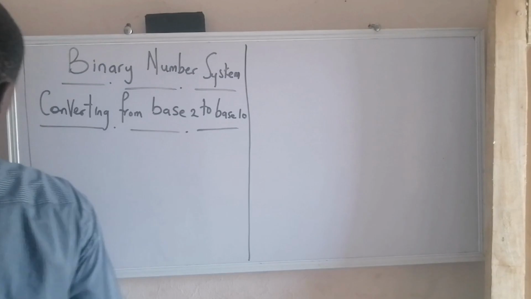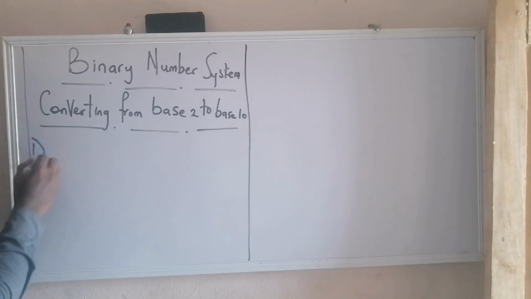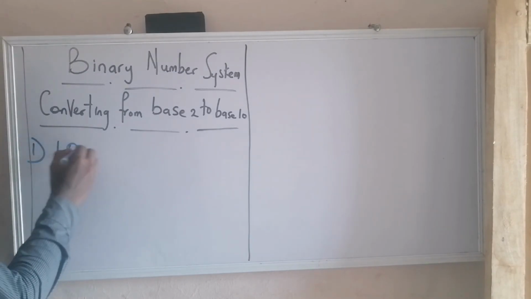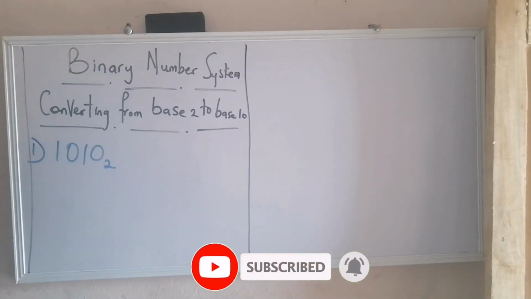So first we'll be looking at how to convert from base 2 to base 10. Now, I said earlier that in base 2 you only have two figures, 0 and 1. So let's assume you have something like this. Example 1, we have 1 0 1 0 base 2, and you are asked to convert it to base 10. So what are you going to do?